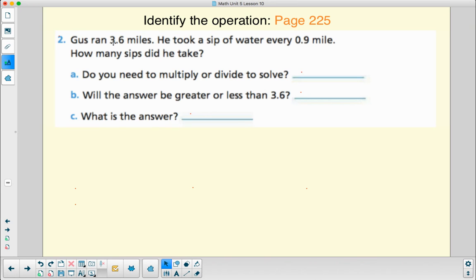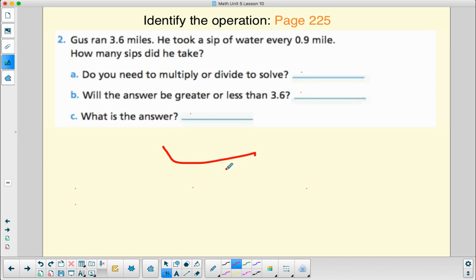Welcome back. So what do I think? Gus ran 3 6/10 miles. He took a sip of water every 9/10 of a mile. How many sips did he take? Well, taking a sip every 9/10 of a mile would be breaking the 3 6/10 into equal groups of 9/10 of a mile. I can demonstrate that with a diagram.